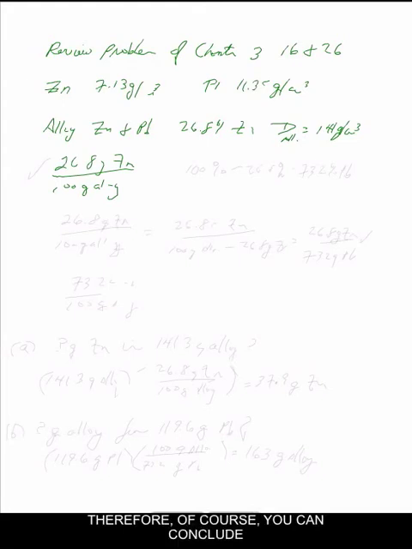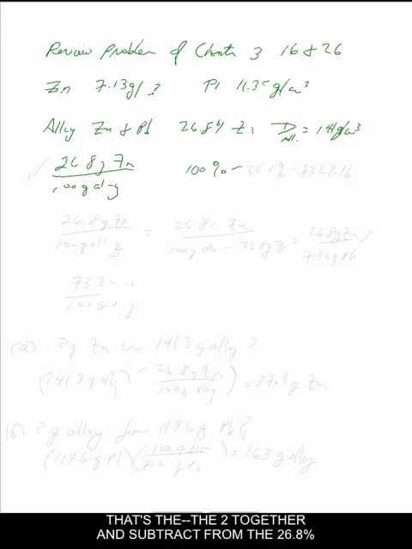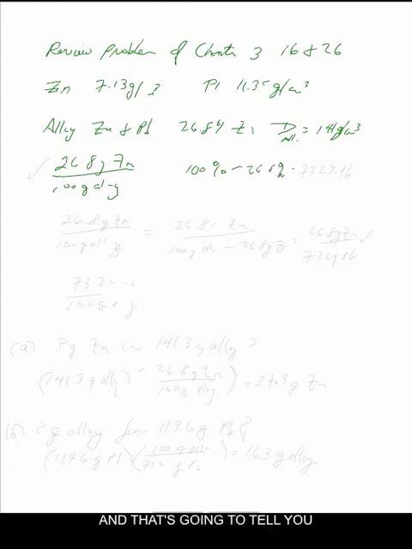Therefore, of course, you can conclude what the percent lead would have to be in this alloy, given there are only two metals. One way to do that is simply to take 100%, that's the two together, and subtract the 26.8%, and that's going to tell you that the percent lead would have to be 73.2%. That's one rationale for doing that.